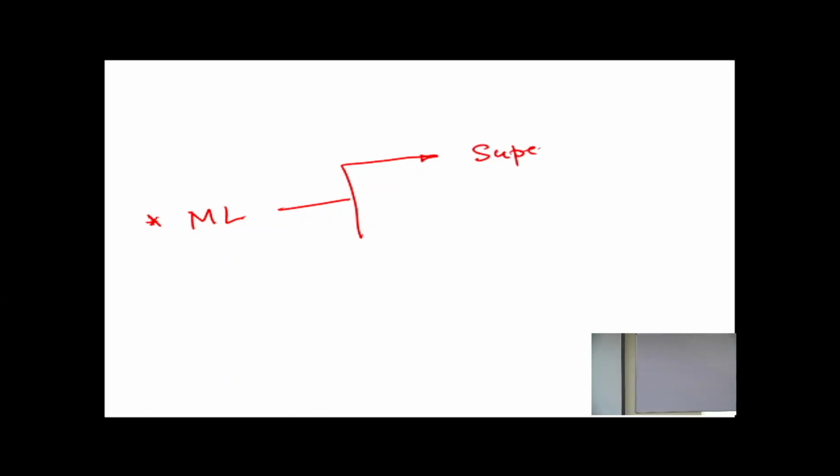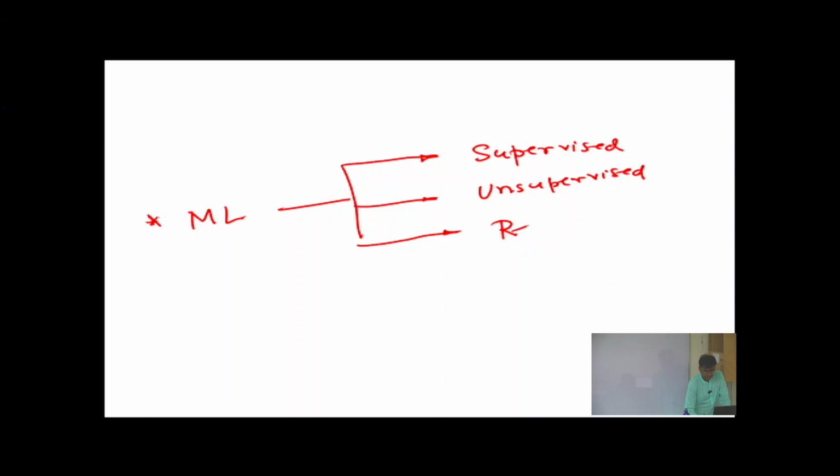So if I talk about machine learning, it is broadly classified into supervised learning, unsupervised learning, and reinforcement learning. Okay, these are the three categories that you can divide your machine learning algorithms into.